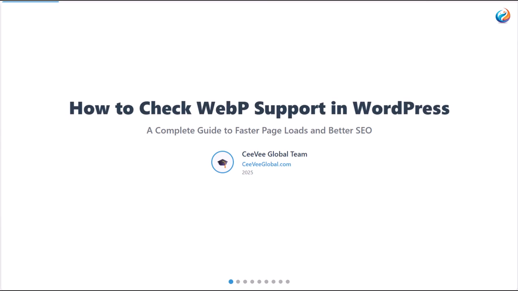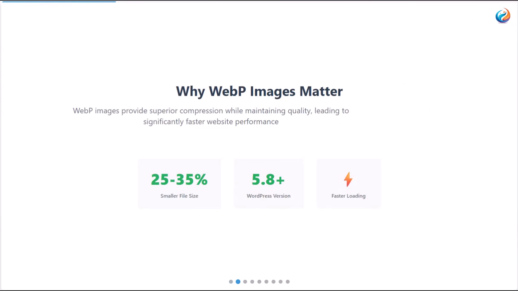Hey everyone! Today I'm going to show you how to check if your WordPress site is ready to use WebP images. First, let me tell you why this matters. WebP images are 25 to 35% smaller than JPEG or PNG files with the same quality. That means faster page loads and better SEO scores.